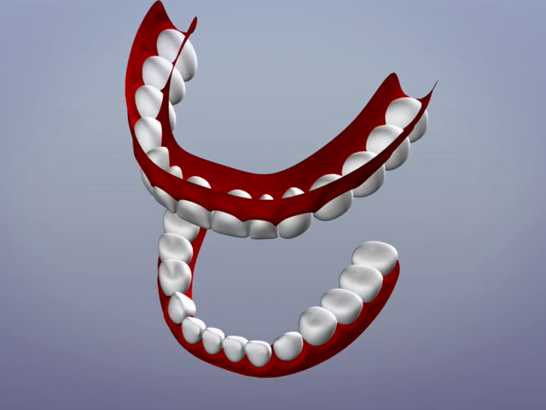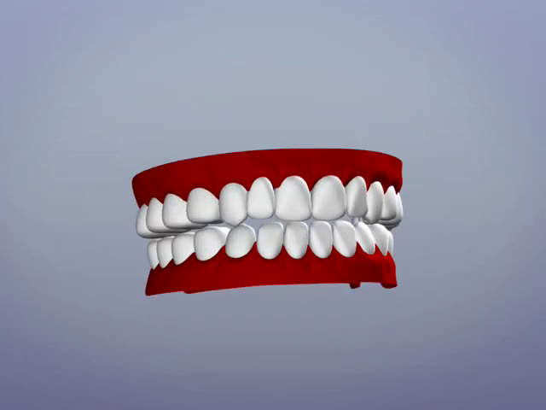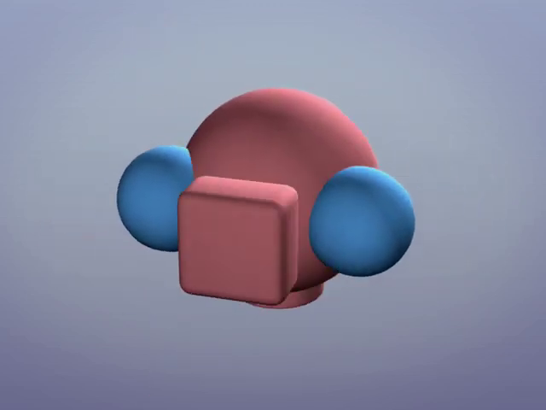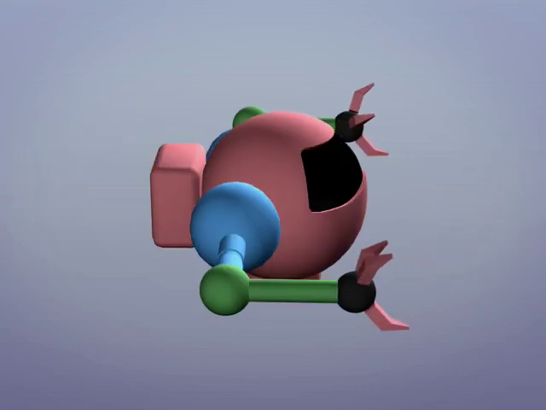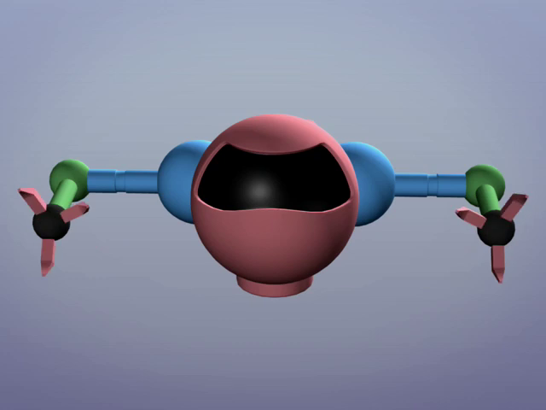These objects are intersecting each other to create a set of teeth. The parts of this robot also intersect each other. This concludes part 2 of this tutorial on intersecting polygons.